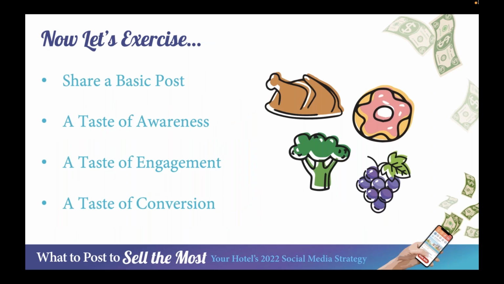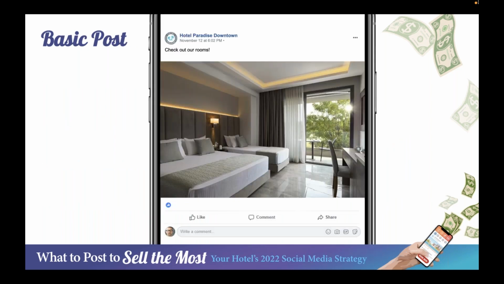So with all this diet talk, it's time to exercise a little bit. What we're going to do in today's webinar is start with a basic social post around a particular subject or topic. From there, we're going to add a little touch of the following: awareness, engagement, and finally conversion, exploring the various ways you can achieve different objectives by just slightly tweaking your post messaging. So let's get started.